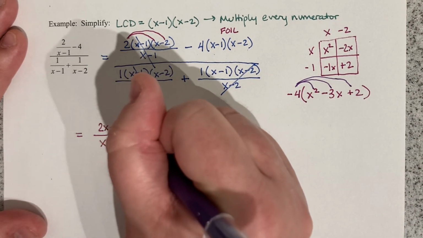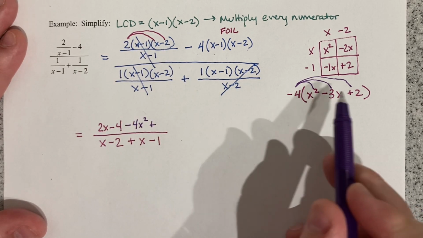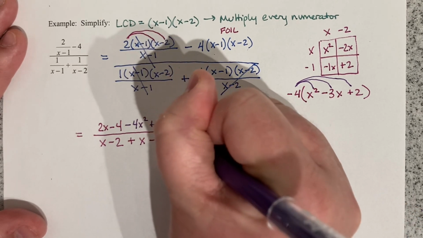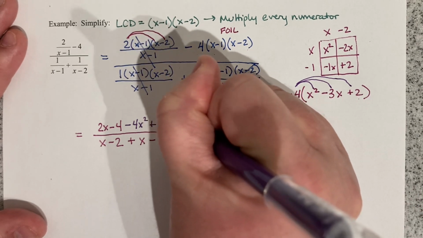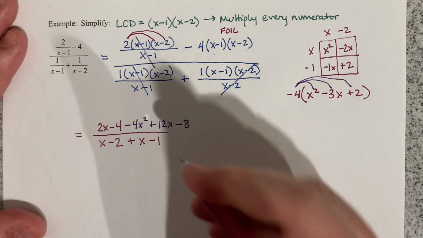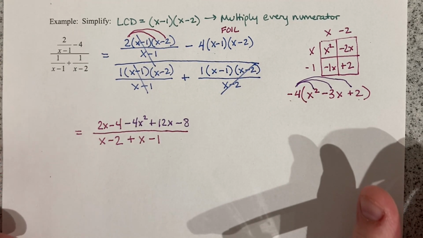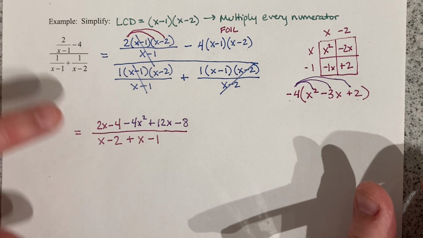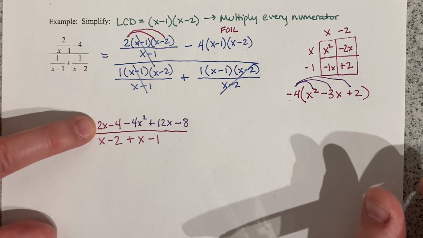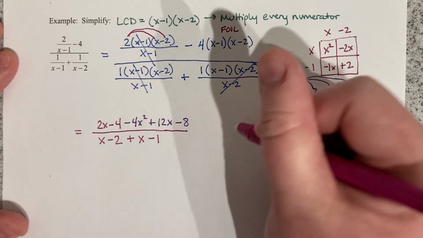All right, so what do I get? -4x squared plus 12x, because negative times negative makes plus 12x. -4 times +2 is -8. And now, well, at least we don't have a complex fraction anymore. Remember, that means fractions inside of other fractions. So it's not a complex fraction, so we've made progress. Now we just need to combine like terms.